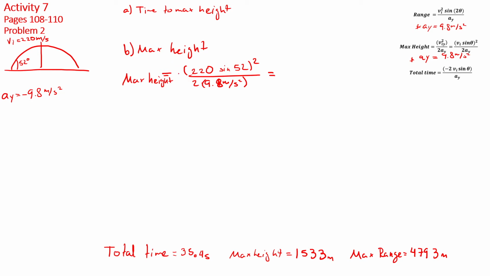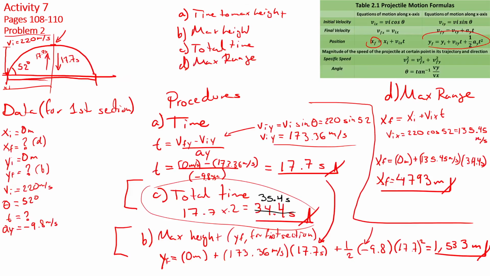Max height equal to 220, initial velocity, times sine. Check that you are using sine of 52, the launching angle, squared, and that must be divided by 2 times 9.8. And I got 1533 meters. And that's the same maximum height as with the previous procedures.